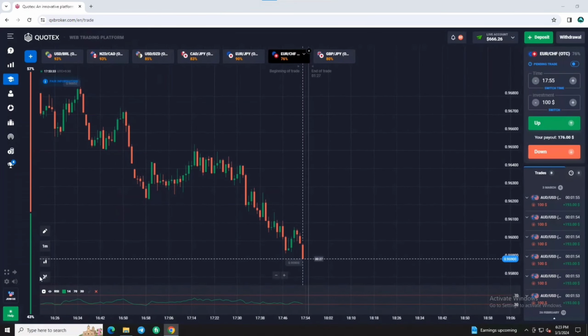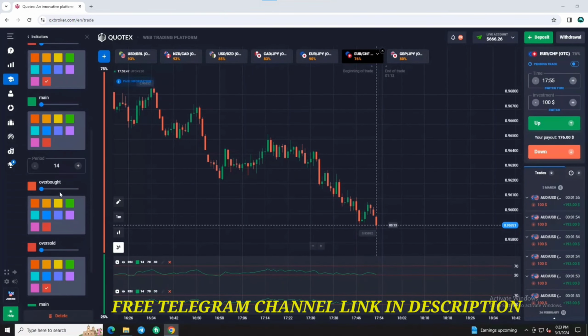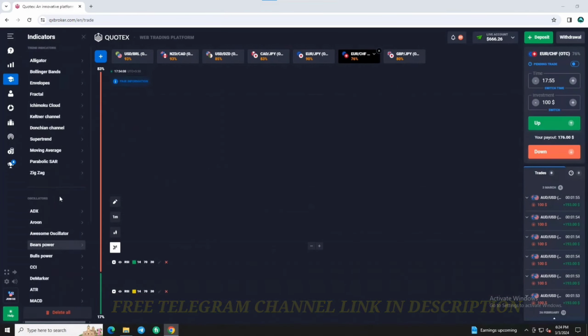We again add the same indicator. Now we add the fractal indicator with the default settings.